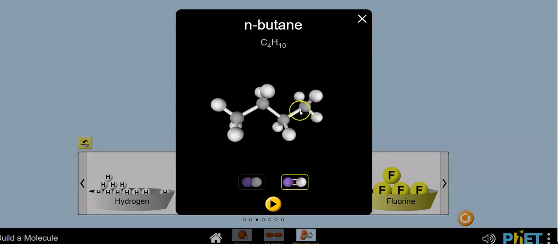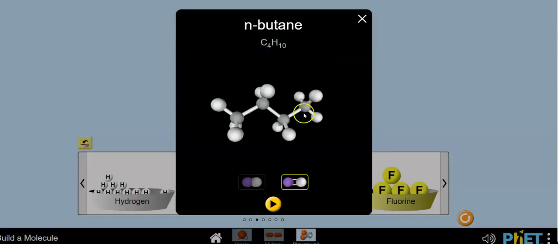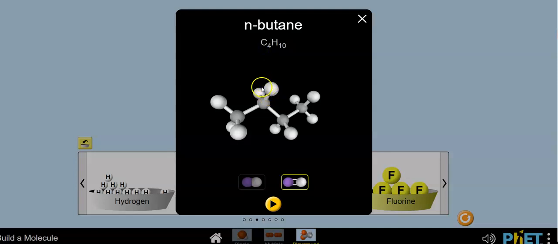So just keep in mind that even though, when you build it, it looks straight, in real life, it's not necessarily straight. There's 1 carbon, 2 carbons, 3 carbons, 4 carbons. You can see those 2 center carbons, right? These 2 guys here in the middle, they each have 2 hydrogens stuck to them. So there's 2 hydrogens stuck to that guy and 2 hydrogens stuck to that guy.